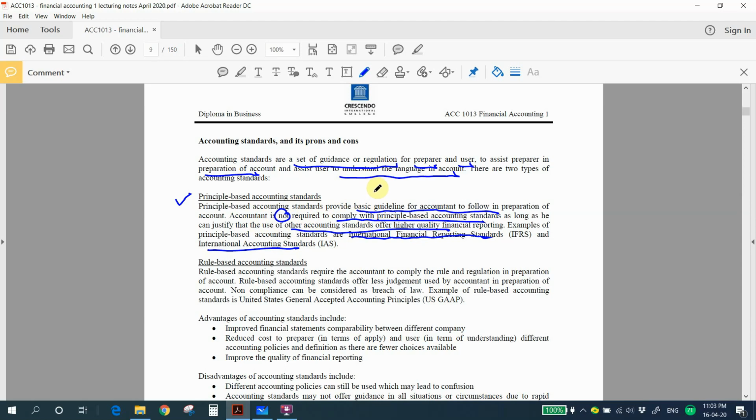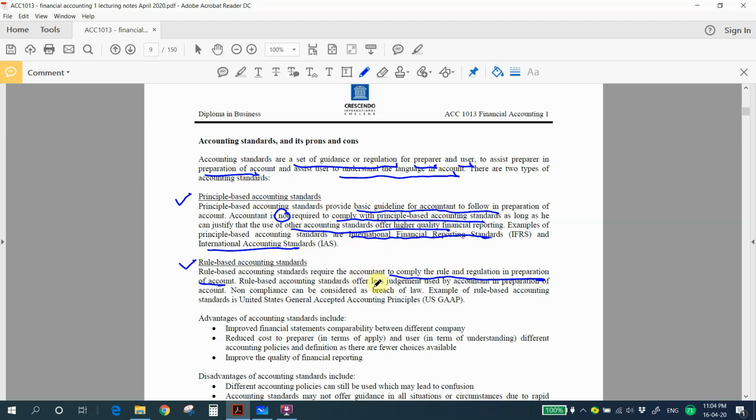This is principle-based accounting standard. Next, rule-based accounting standard. For rule-based accounting standard, it requires the accountant to comply with the rules and regulations in preparation of account. Can you tell the difference? The first one, principle-based, only offers a guidance to follow. However, rule-based, you are required to follow. You are required to comply.